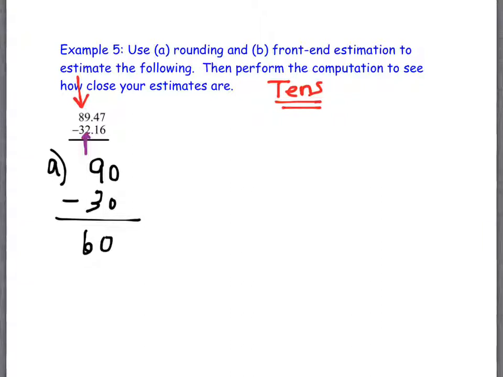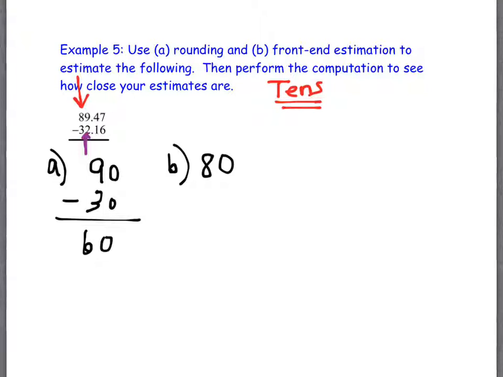So this is rounding. You've done this quite a bit. Front-end estimation is also a very helpful estimation technique. In general, it's not as accurate as rounding, but it's certainly quicker because you don't have to worry about do I round up or down. What we do when we do front-end estimation is we look at the number 89.47 and we write 80. Because whatever the place is that you're rounding to, you just use the number that's in that place and everything else goes away. The number that's in the tens place is an 8, so I write 80.